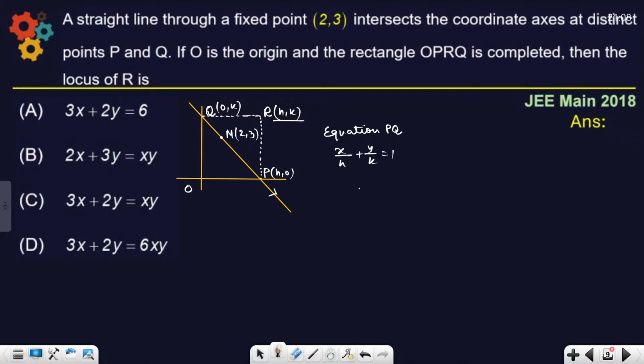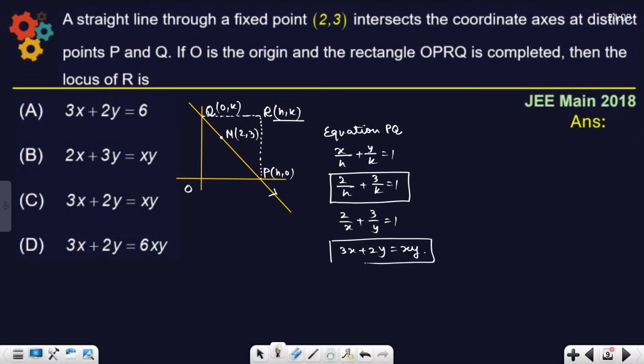Is it clear? Now, this line is passing through the point 2 comma 3. Hence, it must satisfy this equation. Right? So, what will be the locus? This is the equation of the locus. It is 2 over x plus 3 over y is 1. So, let me simplify this. Is it clear? So, answer is 3x plus 2y is xy. Hence, your option C is correct.